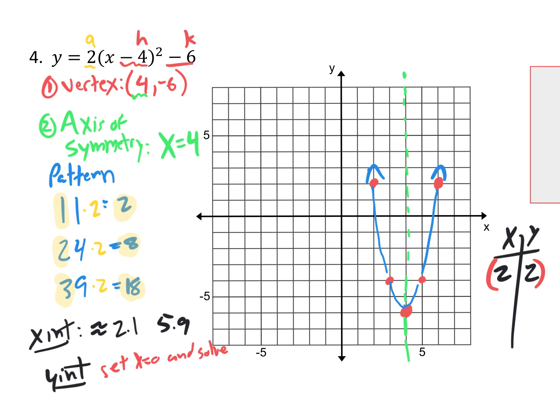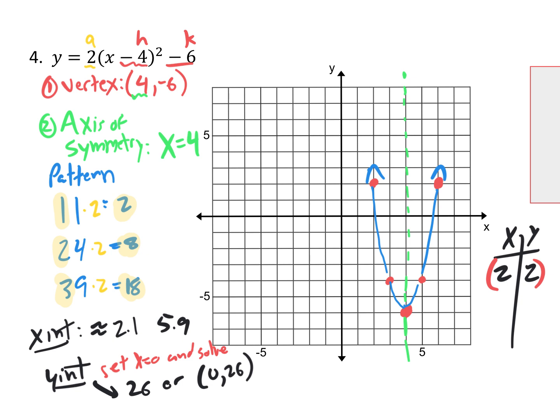Negative 4 times negative 4 is positive 16. Positive 16 times 2 is 32. And 32 take away 6 is 26. So we know it's going to cross way up here at (0, 26). So what is the y-intercept? You could say the y-intercept is 26, or you could give it as a coordinate, (0, 26). Does that make sense? Good.